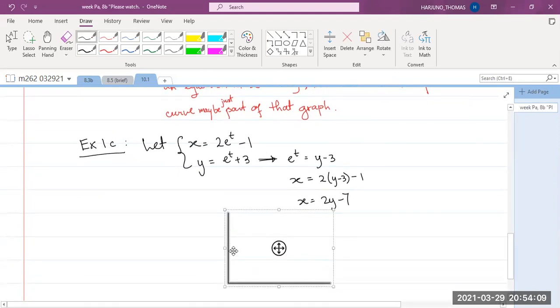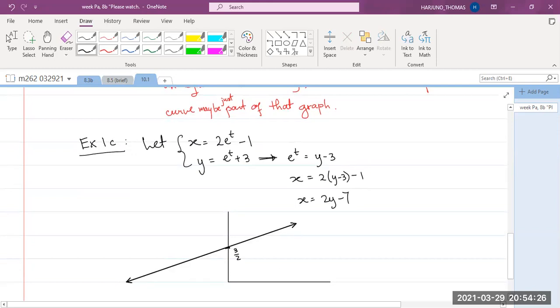The y-intercept is 7/2. The x-intercept is (-7, 0). Okay, so this is the line. This is the line here. Wouldn't it be 7/2? Thank you, 7/2. 3.5, yeah. Okay, so this is x equals 2y minus 7.